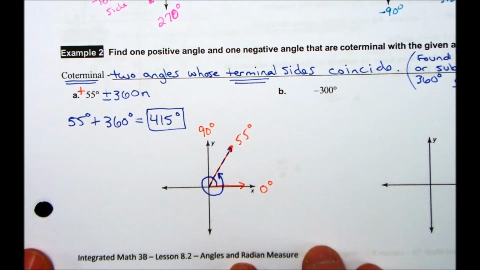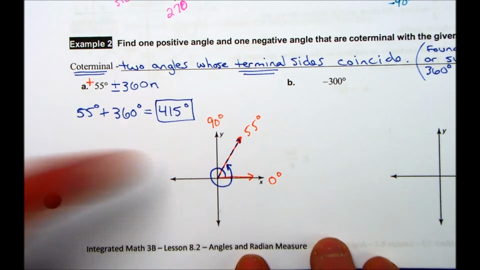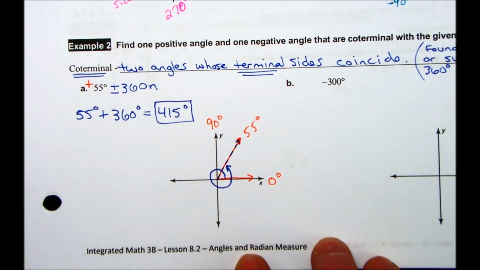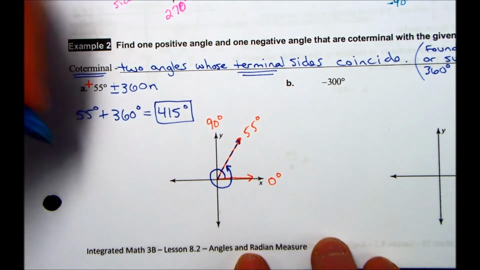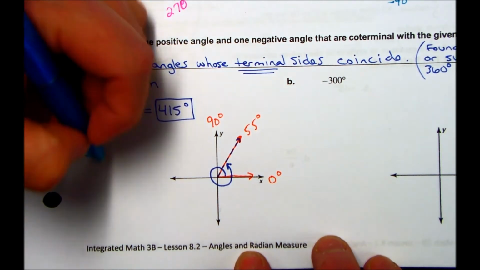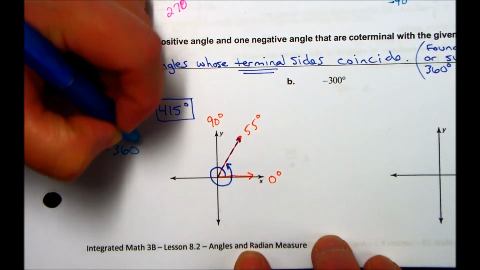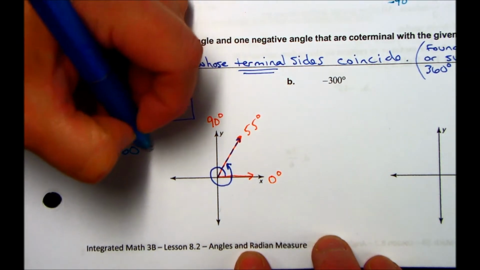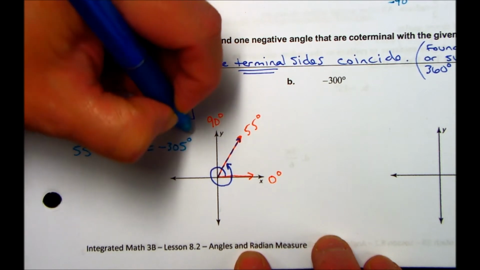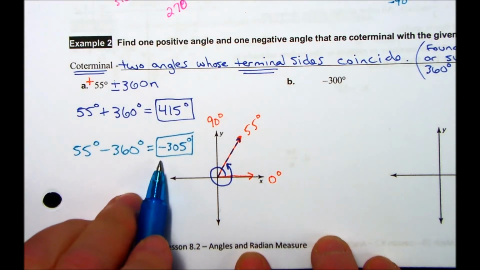Well, now I want to find a negative angle. So I want to have a positive and a negative angle. Instead of adding 360, I'm going to subtract. I will tell you that sometimes you have to subtract more than once, or you might have to add more than once to get a positive or a negative degree. But with 55, you don't necessarily have to. You can just subtract 360 degrees, and you will get negative 305 degrees. So that is a negative angle.